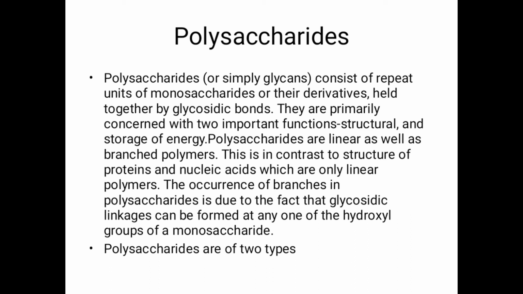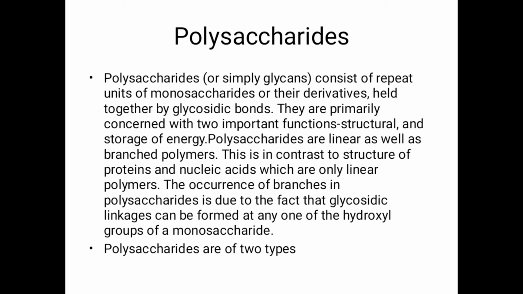It involves beta isomers of glucose, and it is considered cellobiose. So let us discuss polysaccharides. What are polysaccharides? Polysaccharides, or simply glycans, consist of repeat units of monosaccharides or their derivatives held together by glycosidic bonds. They are primarily concerned with two important functions: structure and storage of energy.